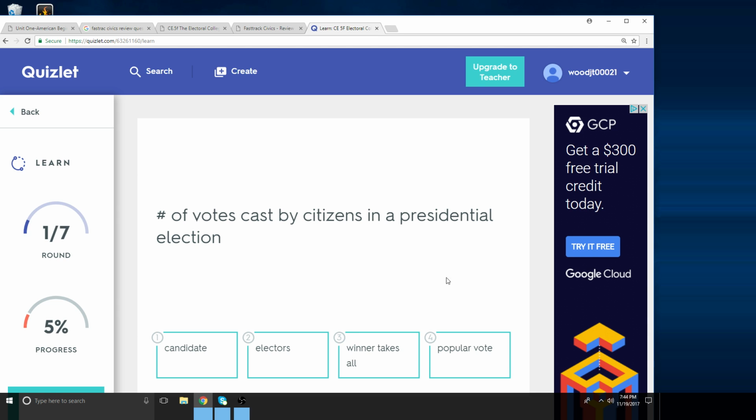Very good, Chase. So, the popular vote. That is just the raw number of who voted. So in the most recent election, Hillary Clinton beat Trump in the popular vote. Did that really matter? As you can tell, it doesn't, because Donald Trump won the Electoral College.